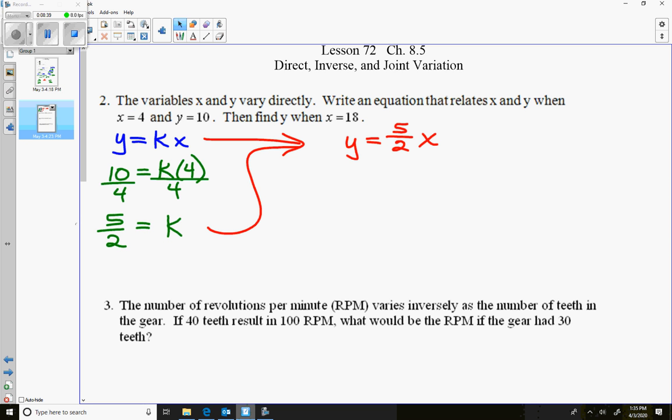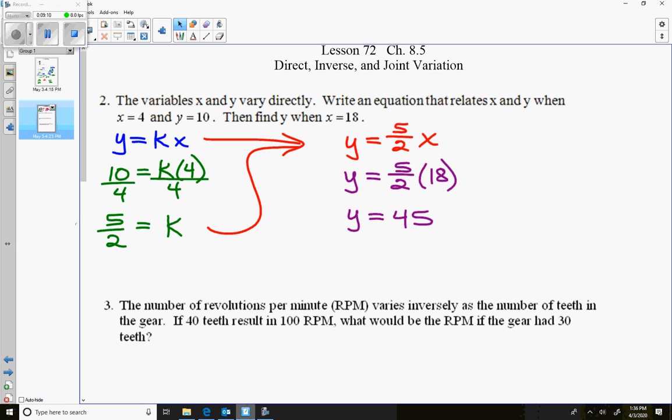Now that we have that prediction equation, make a prediction. So now let's find y when x is 18. Eighteen divided by 2 is 9. 9 times 5 is 45.